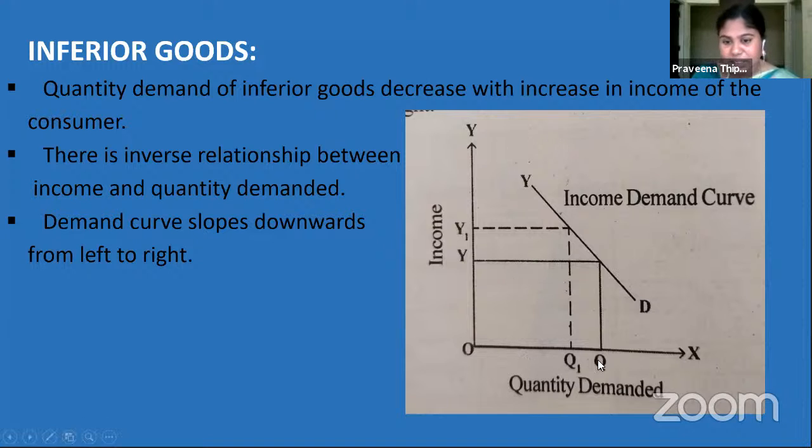See, the x-axis represents the quantity demanded and the y-axis represents the income of the consumer. When the income of the consumer is OY, the quantity demanded is OQ. When the income of the consumer has increased from OY to OY1, the quantity demanded has reduced to OQ1. It means that when income increases, the quantity demanded for inferior goods decreases. So that is the reason why the income demand curve is sloping downwards.